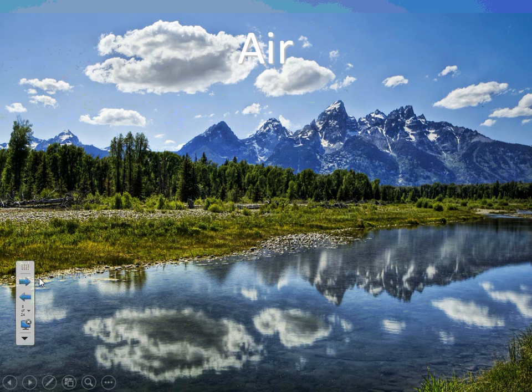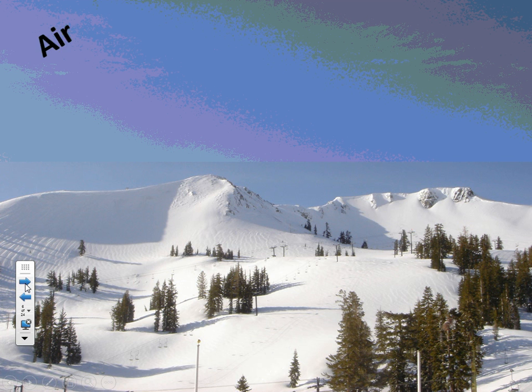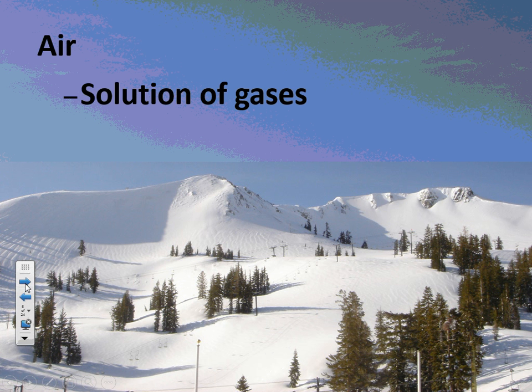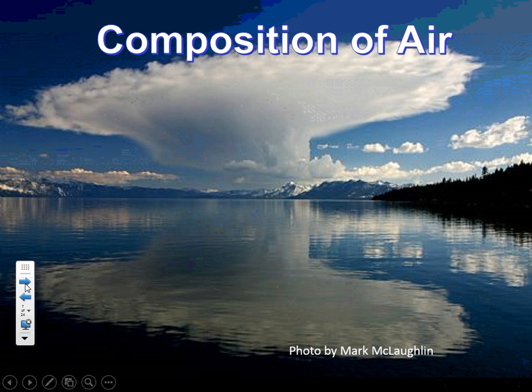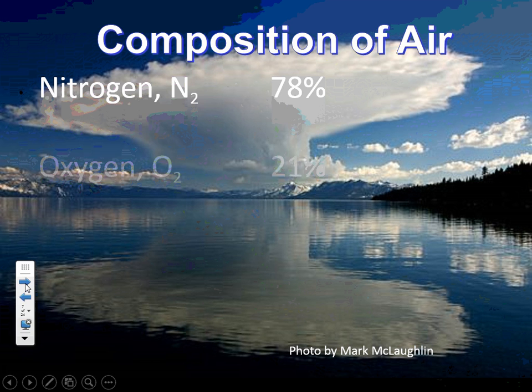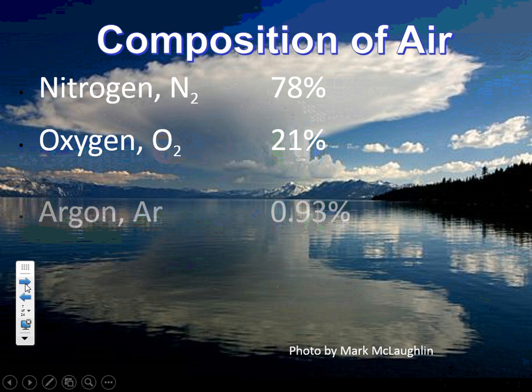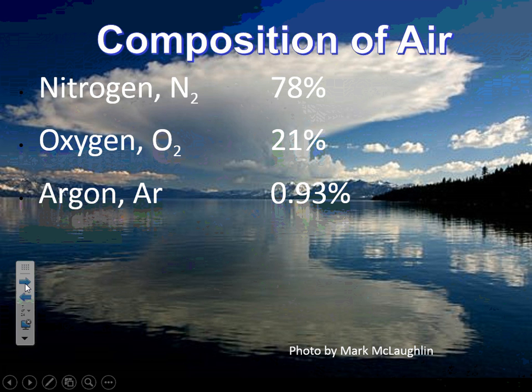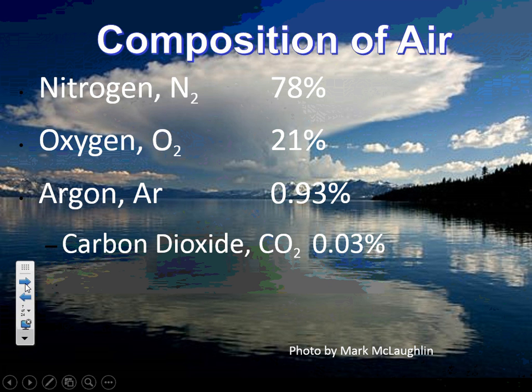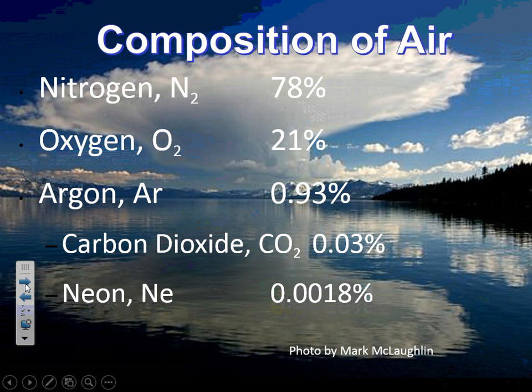Air is also a mixture. Air is composed of a number of gases, and we call it a solution of gases. The composition of air is 78% nitrogen, 21% oxygen, 0.93% argon, and the other trace gases include carbon dioxide, which is 0.03%, neon, which is 0.0018%, and water vapor varies by how much is in the air, so it can go all the way up to 4%.